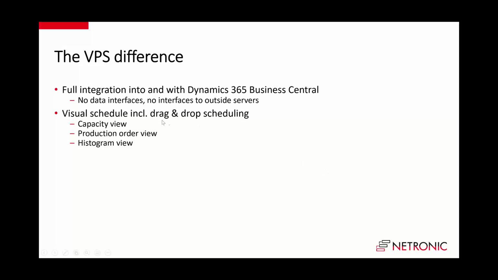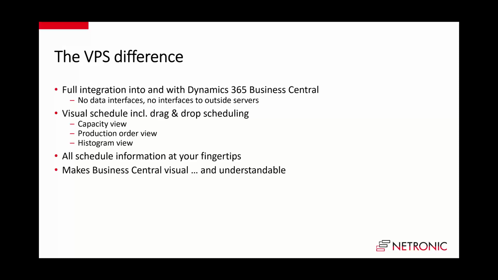And you have the capability, of course, to do some drag and drop stuff, so you can change the schedule. All the schedule information that you have is presented to you at your fingertips. You don't have to search for it in multiple tables and multiple data sources, but it all is at one glance. With this, the VPS makes Business Central manufacturing visual and understandable.